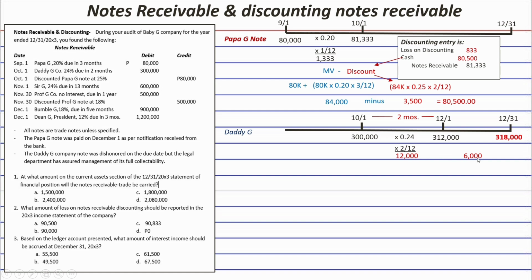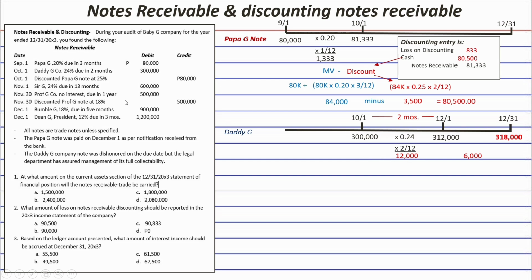And of course, since the note was dishonored, then the notes receivable of 300,000 will now be erased. So that normally happens if ever the promissory note is dishonored. So the notes receivable will be erased or credited and accounts receivable account will be debited. So that's it for Daddy G's notes receivable.